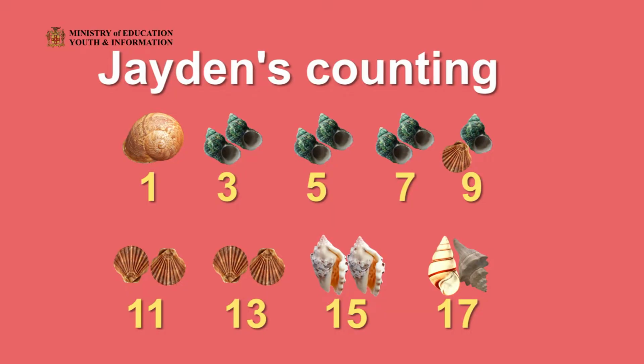But Mark was even more curious when he looked at how Jaden counted the number of shells he collected. He noticed that Jaden had the numbers 1, 3, 5, 7, 9, 11, 13, 15, 17. What do you notice about the way Jaden counted his shells? Boys and girls, if you said Jaden counted by 2, you are correct.